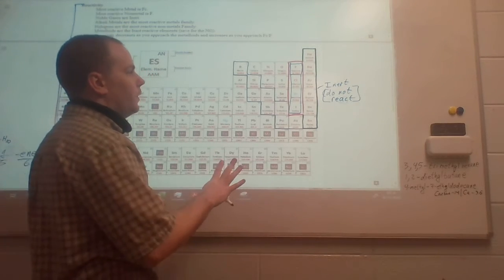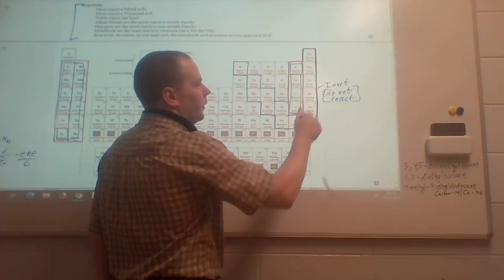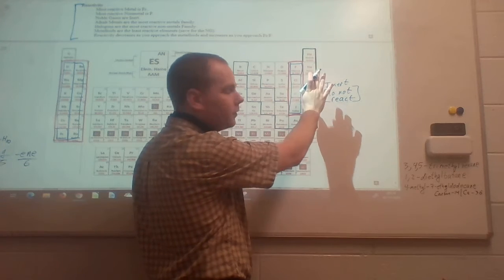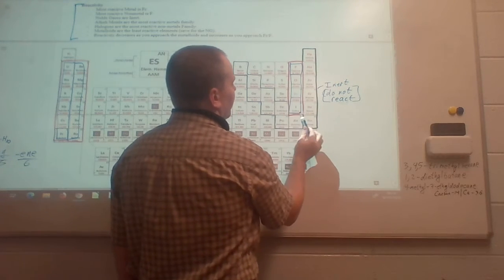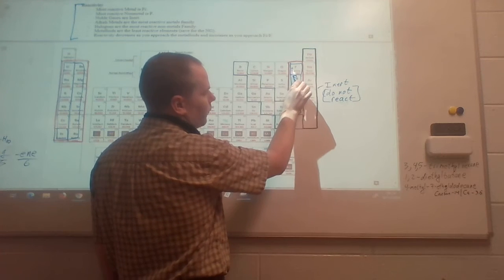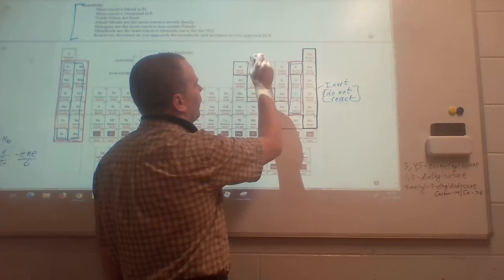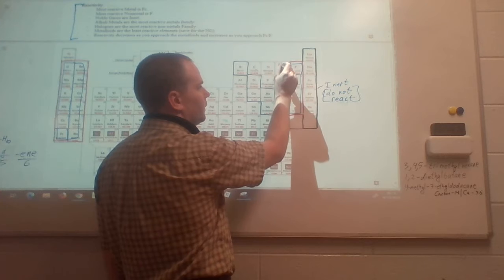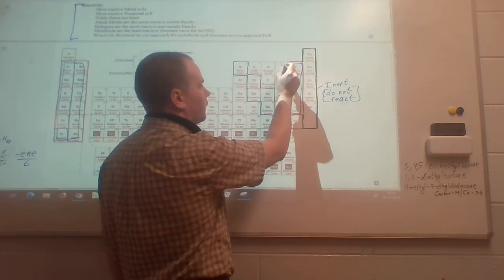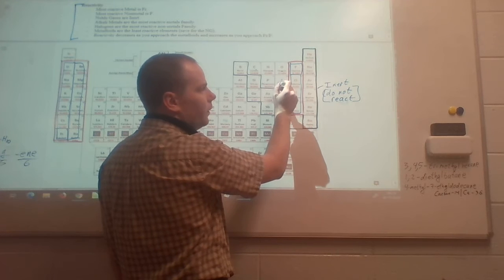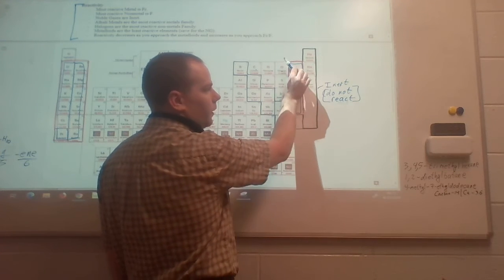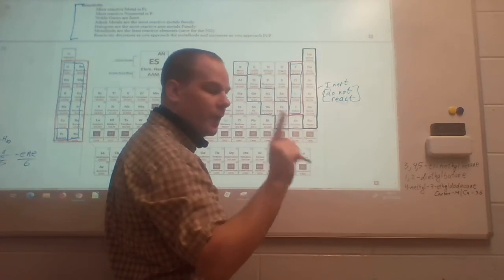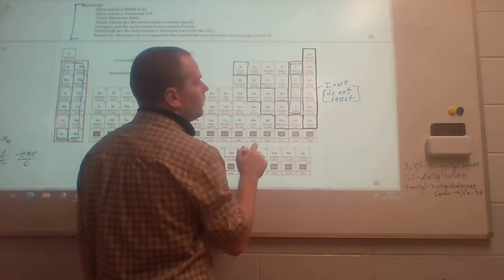So let's start off with the nonmetals. Now, this excludes the noble gases. We're ignoring the noble gases for this. So as you move up and over, reactivity increases. So carbon is less reactive than nitrogen. And nitrogen is less reactive than oxygen. Oxygen is also less reactive than sulfur. Okay, so as you move this way, reactivity goes down. Sorry, I misspoke. Reactivity goes up as you move that way.